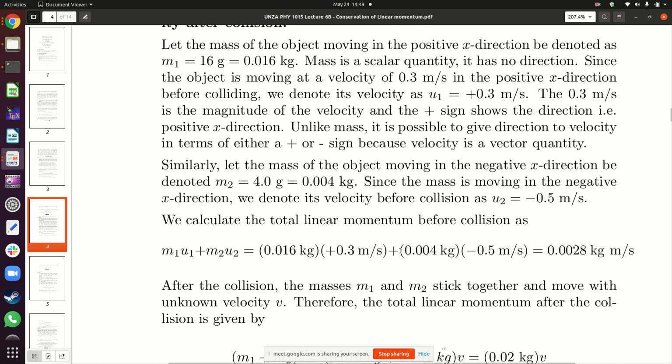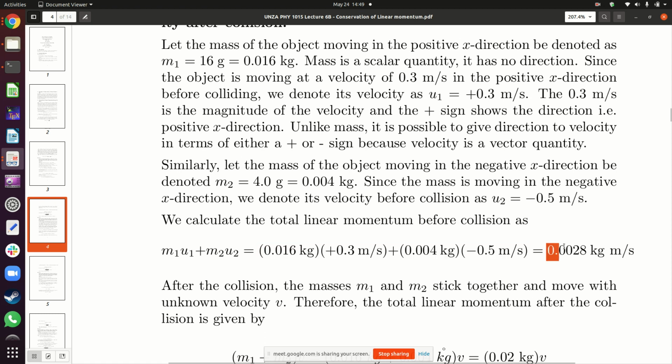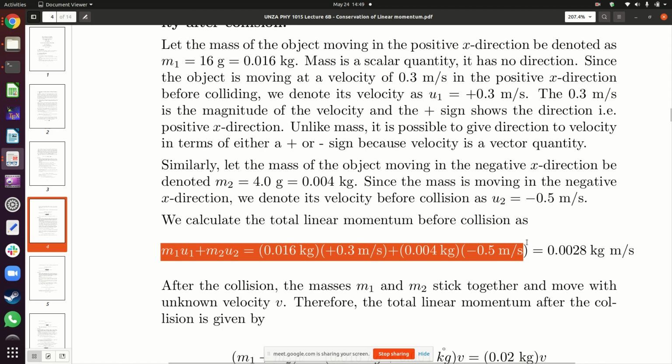Then we come to the mass of the second object, which is 0.004 kgs, multiplied by the velocity of the object. This object is moving in the opposite direction, the negative direction, so the velocity is negative here, minus 0.5 meters per second. When you work out this total linear momentum before the collision, you end up with 0.0028 kgs meters per second. So this is the total linear momentum before they collide.